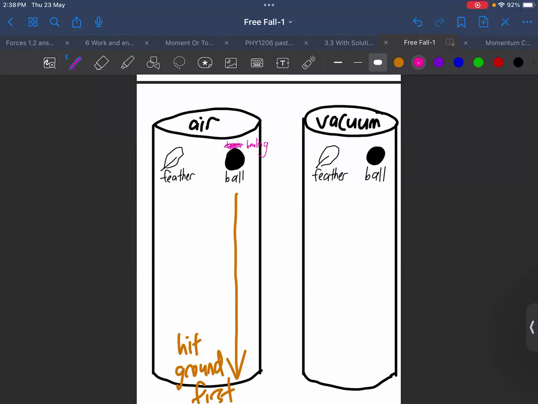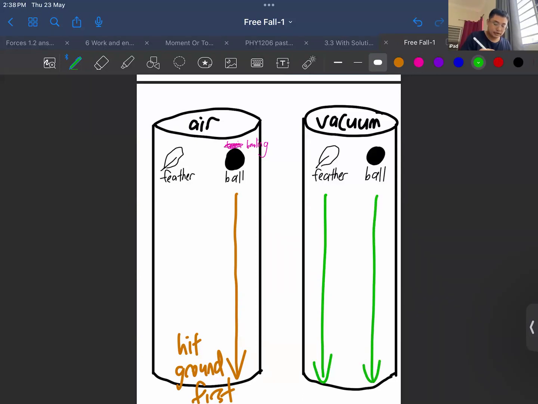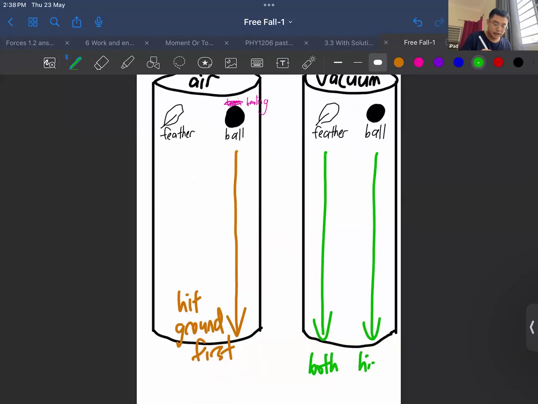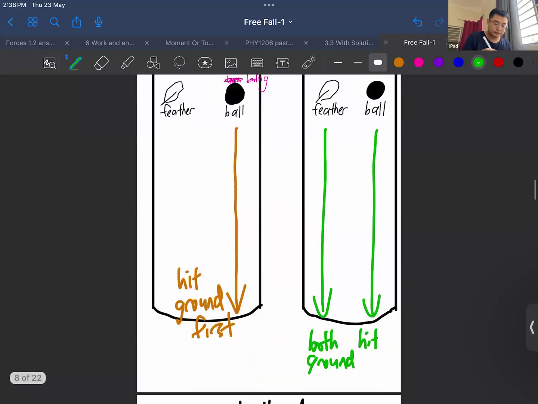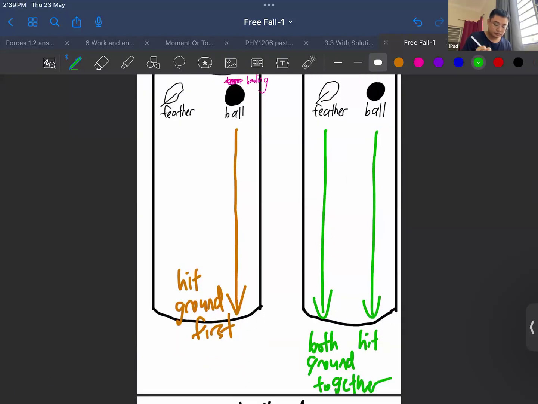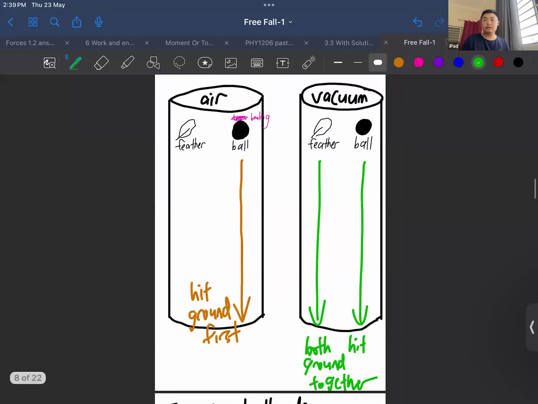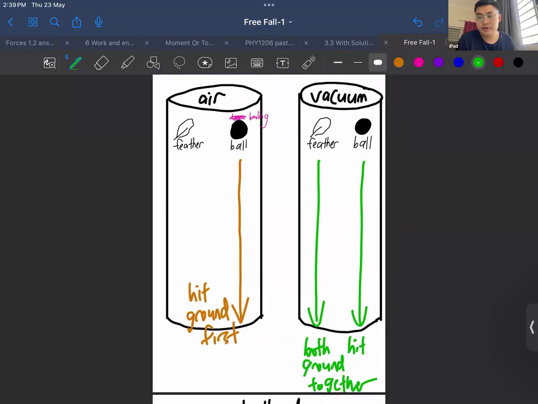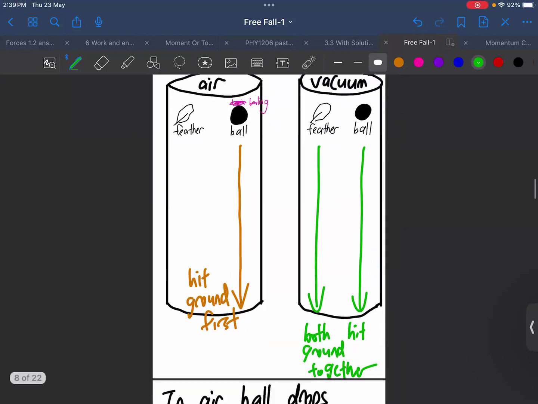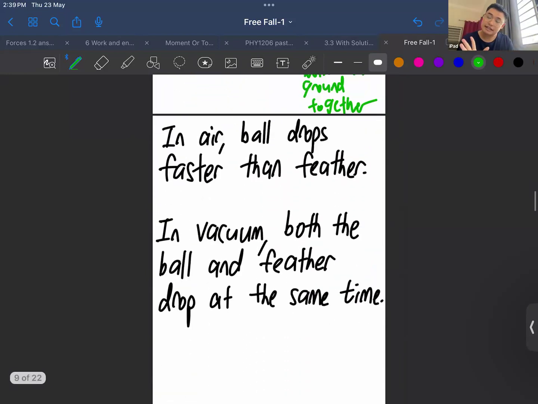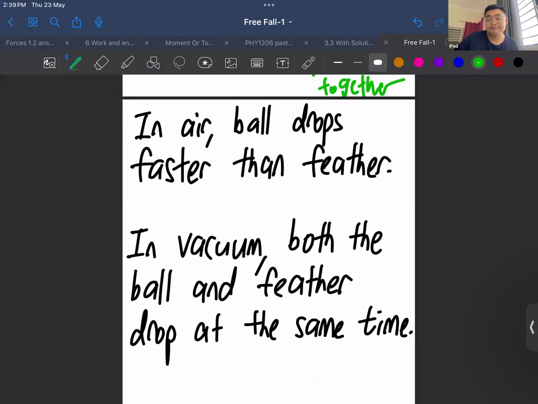Ball also. That means the ball will also hit the ground first compared to the feather. Am I right? And the answer is both hit the ground together. I repeat: in the air, the ball is going to hit the ground first, but in vacuum, actually both of them will reach the ground together. So now, you read the result first. Later on, I will explain to you why.